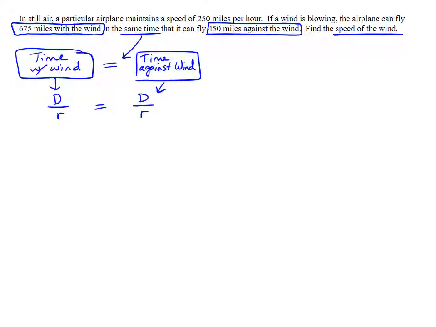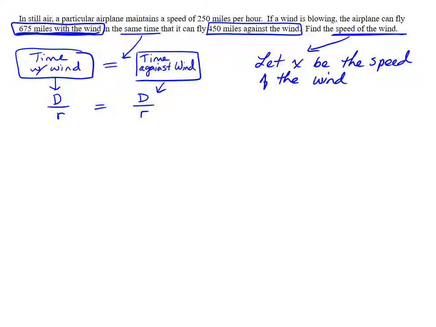The thing we're trying to find is the speed of the wind. So that should be my variable. Let's let x be the speed of the wind. Now, the speed of the wind is not going to be our denominator. Our denominator has to do with how fast the plane is flying. Our numerator is how many miles the plane flies. So if you're going with the wind, which was this first statement, my distance is going to be 675.